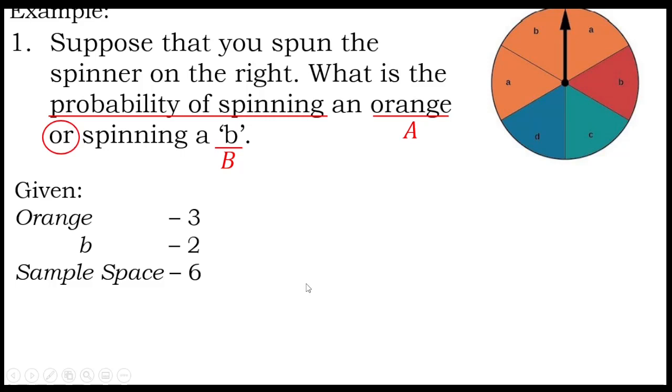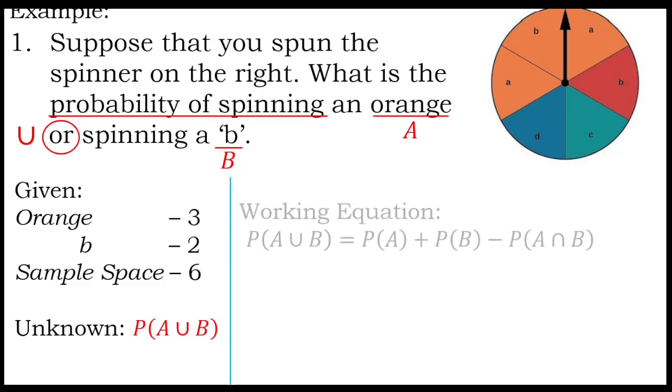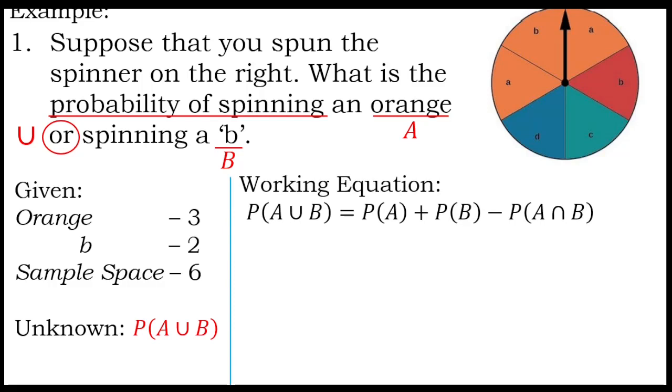Now, next, remember the word or in probability means union. So, the unknown will be the probability of the union of set A and B. Okay? Next, given the working equation, let's first find the probability of getting an orange. So if we have orange, that is the number of occurrence over number of sample space for you to get the probability of getting an orange. So getting an orange will be 3 over 6, which is the total number of sample space. So that is the probability of getting an orange.